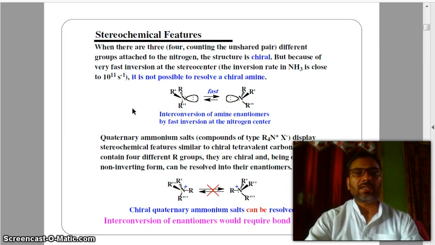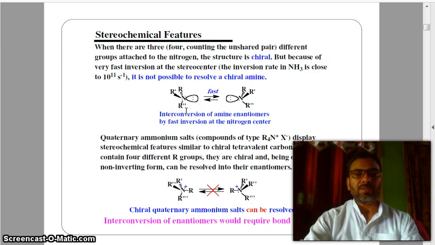And on the other hand, I will talk about the quaternary ammonium salts. Compounds of type R4N plus X minus display stereochemical features. You know that if nitrogen's lone pair of electrons is involved in donating to another alkyl group, then it is forming a quaternary ammonium salt. So if they contain four different R groups, they are chiral and stable. Now I will tell you what is the non-inverting form. Non-inverting form, it is not converting from one form to another form, and can be resolved into its enantiomers, right?